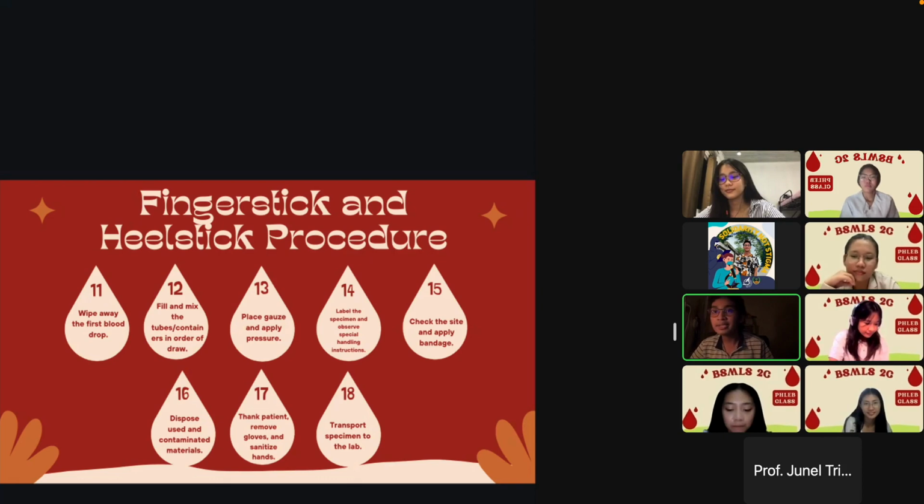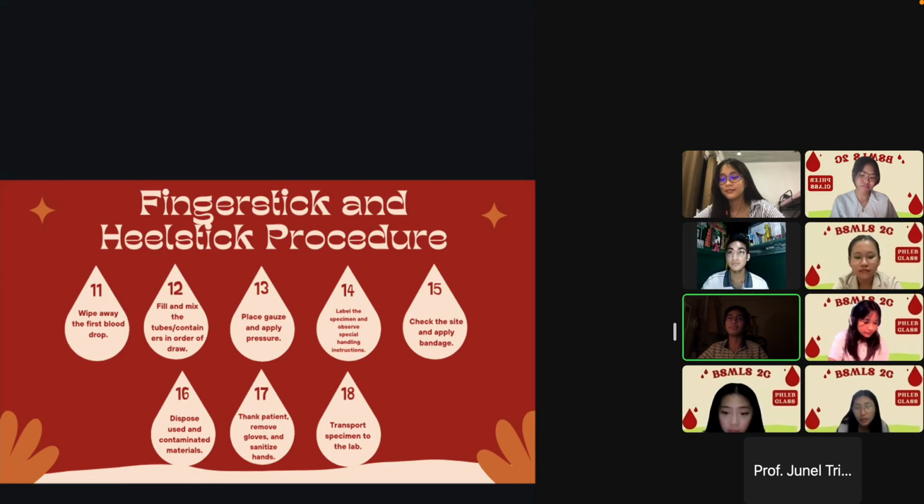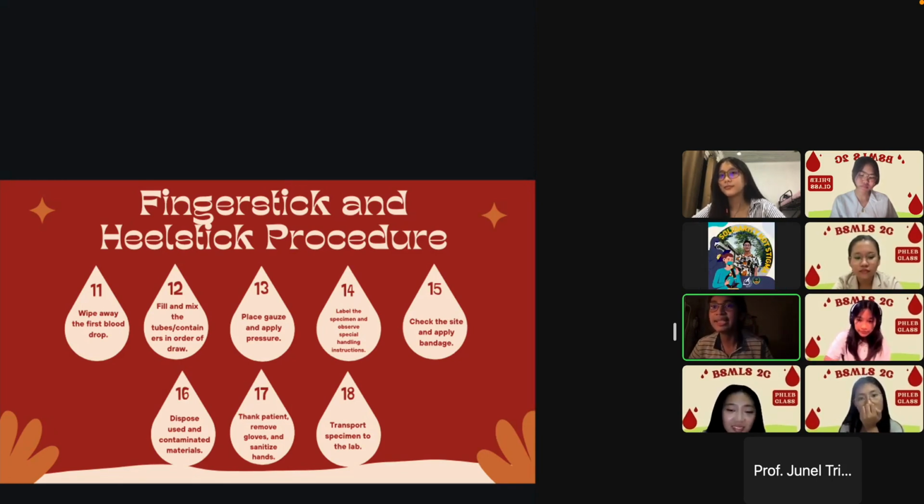Next is to label the specimen and observe special handling instructions. So guys, again, important ang ating label, ang specimen label. Next is to check the site and apply bandage and dispose used and contaminated materials to their designated container or bins. Next is to thank the patient, remove gloves and sanitize hands. And lastly is to transport the specimen to the lab. Next slide.